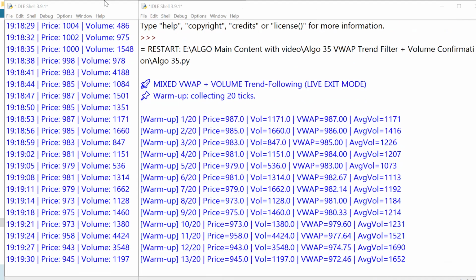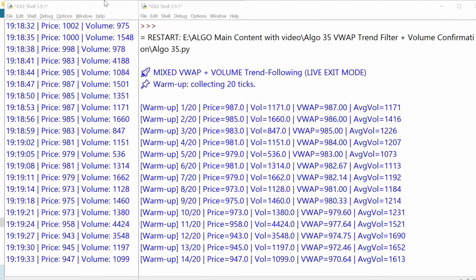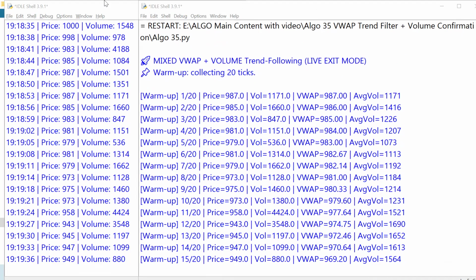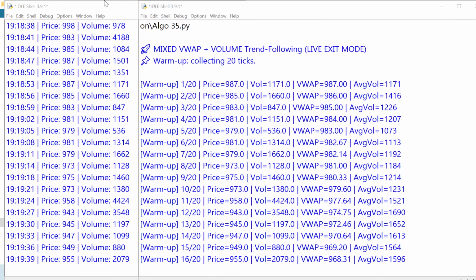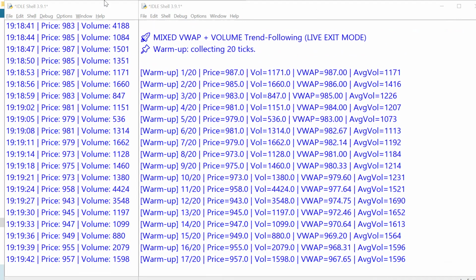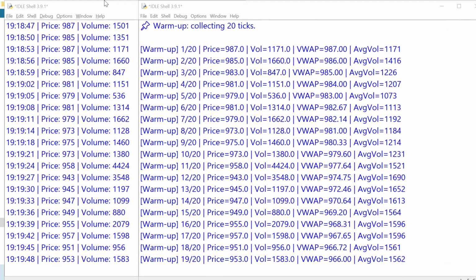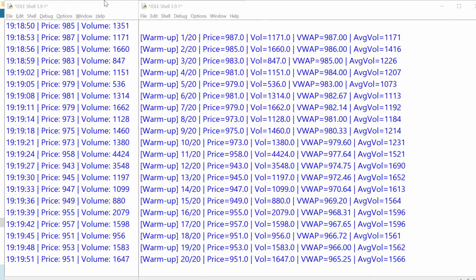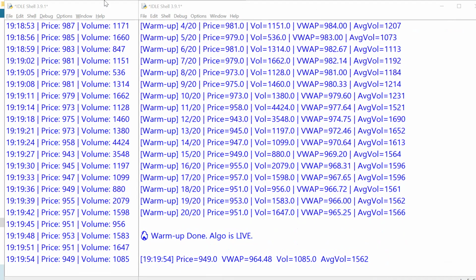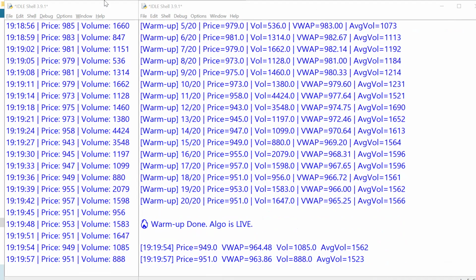So we need to wait till this cycle is over. It's calculating. So now we sync both the algo and the market speed together. So now there will be no mismatch. The only small mismatch is that after every 3 seconds, we're getting a new price. Okay, now the algo is live.